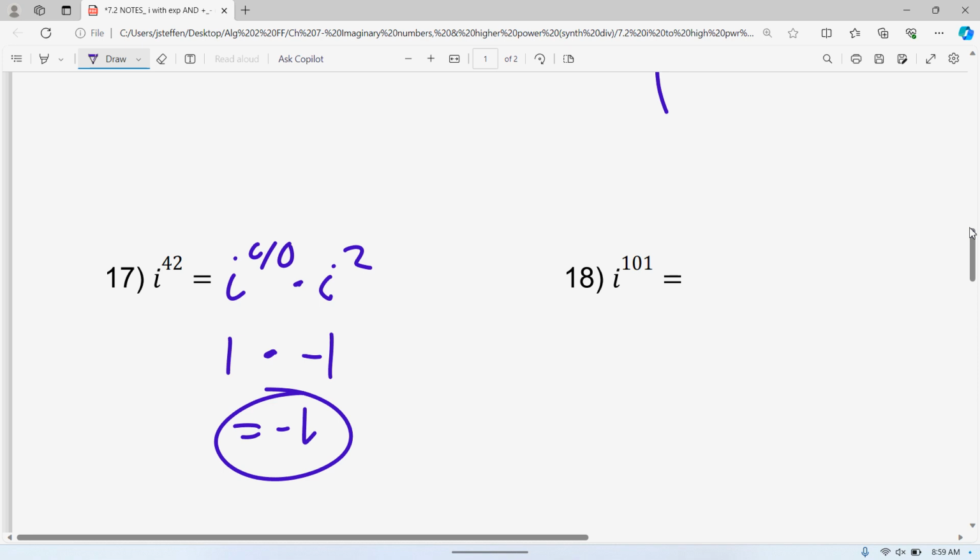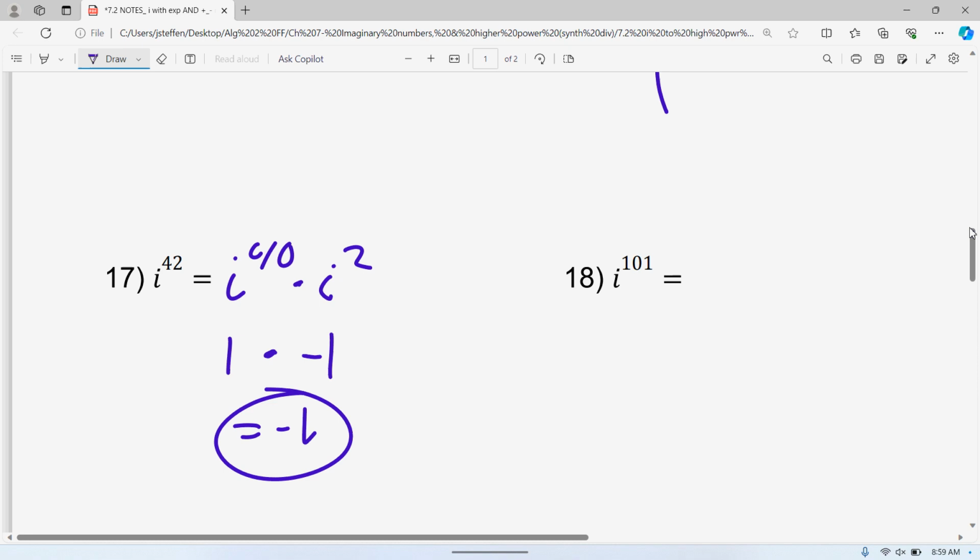i to the 101 power. Seems pretty confusing, but remember, it's divisible by 4. That's as close to 101 as you can get. And if you're not sure, do trial and error in your calculator. You can first start out by doing 101 divided by 4 as a decimal, so we know it's at least not going to be i to the 4th for that one. So the one you're going to get is 4 times 25 is 100.